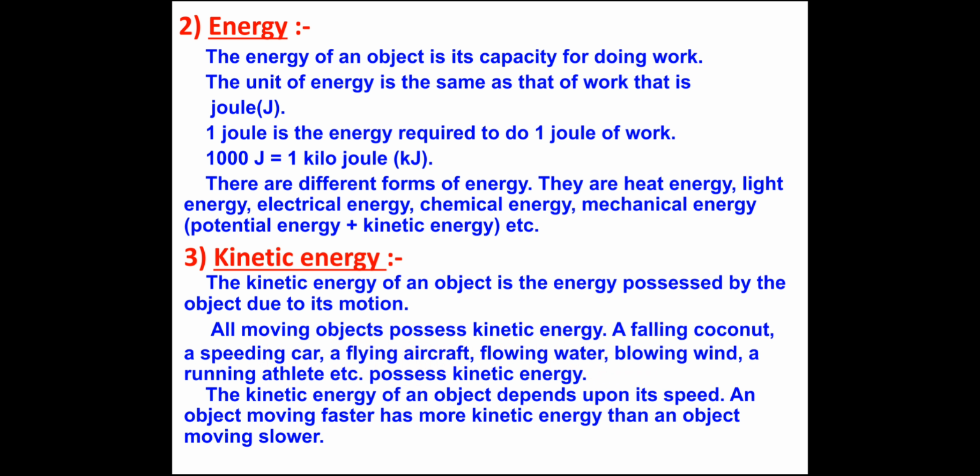Now here you have to notice one thing, that the kinetic energy depends upon the speed of the object. If the object is moving fast, then kinetic energy is more. If the object is moving slow, the kinetic energy is less. Means it depends upon the speed. If the speed is more, kinetic energy is more. Speed is less, kinetic energy is less. Now, if we see an example, a person walking and another person running. The person who is walking has less kinetic energy, but the person who is running has more kinetic energy, because it depends upon the speed.